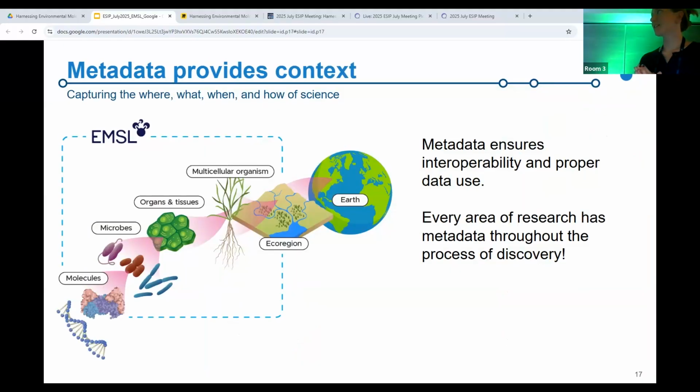And with that, I'm going to hand things off to Montana because we know that the data is only as useful as the metadata is. And so that's something that we focused on a lot at EMSL, and she will give some more background on that.